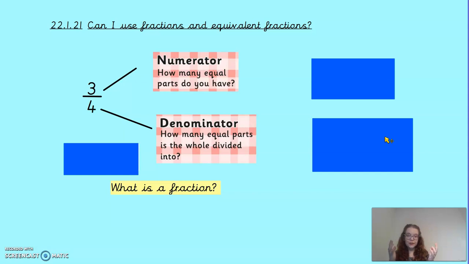Because a fraction is less than a whole. So a fraction, as long as it's not top heavy, which we'll get into next week, is less than a whole. So here, the whole would be 4 parts, and that would make up 1.